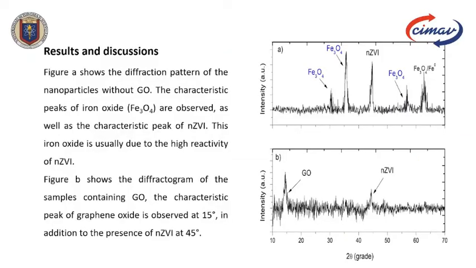Figures show the diffraction pattern of the nanoparticles without GEO, in which the characteristic peaks of iron oxide are observed, as well as the peak of nZVI. The presence of this iron oxide is normal due to the high reactivity of nZVI. Figure B shows the diffractogram of the samples containing GEO, in addition to the presence of nZVI.